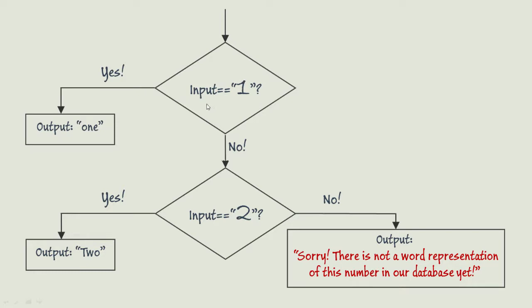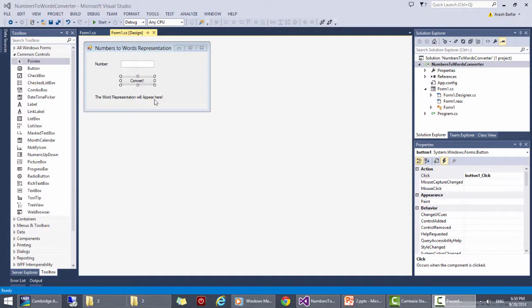Again, we are going to test the input. If the input is equal to 1, we are going to return the word 1 to the user. If the input is not equal to 1, we are going to test the input again. If the input is equal to 2, we are going to return the word 2 to the user. However, if the input is not equal to 2 either, we are going to return the text, sorry, there is not a word representation of this number in our database yet. So let's take care of this in our application.